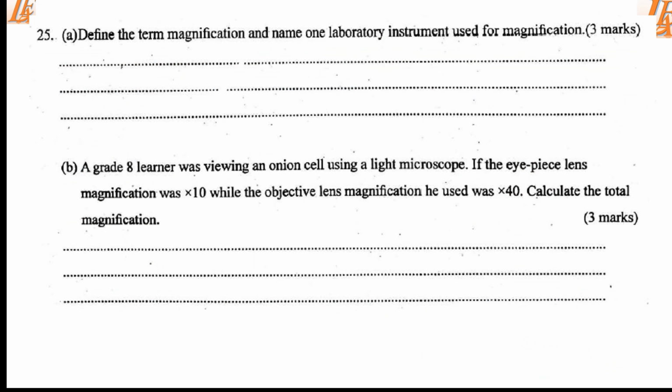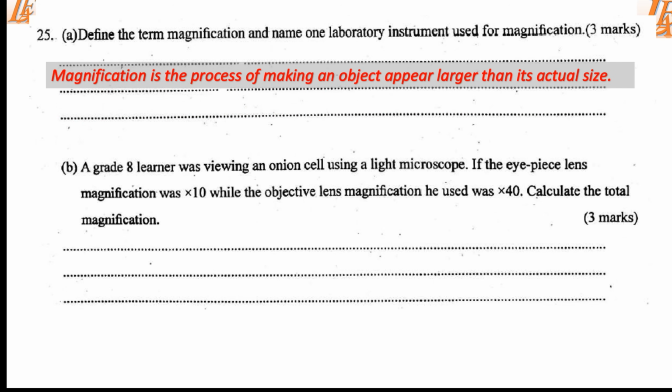Then question 25: define the term magnification and name one laboratory instrument used for magnification. So in this case, you are supposed to define magnification and then name at least one instrument which is used for magnification. Magnification is defined as the process of making an object appear larger than it actually is, or larger than its actual size. That's what we call magnification.